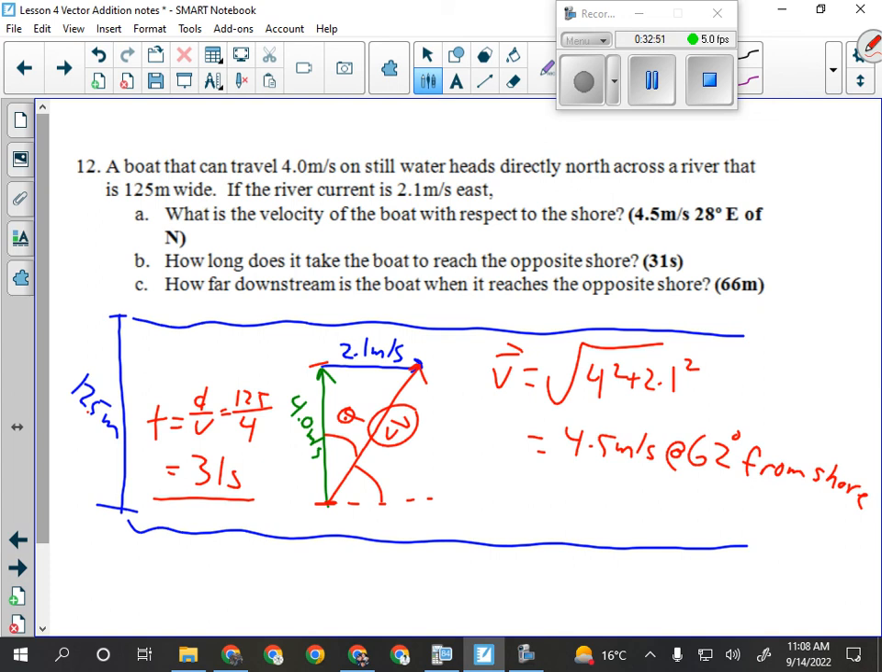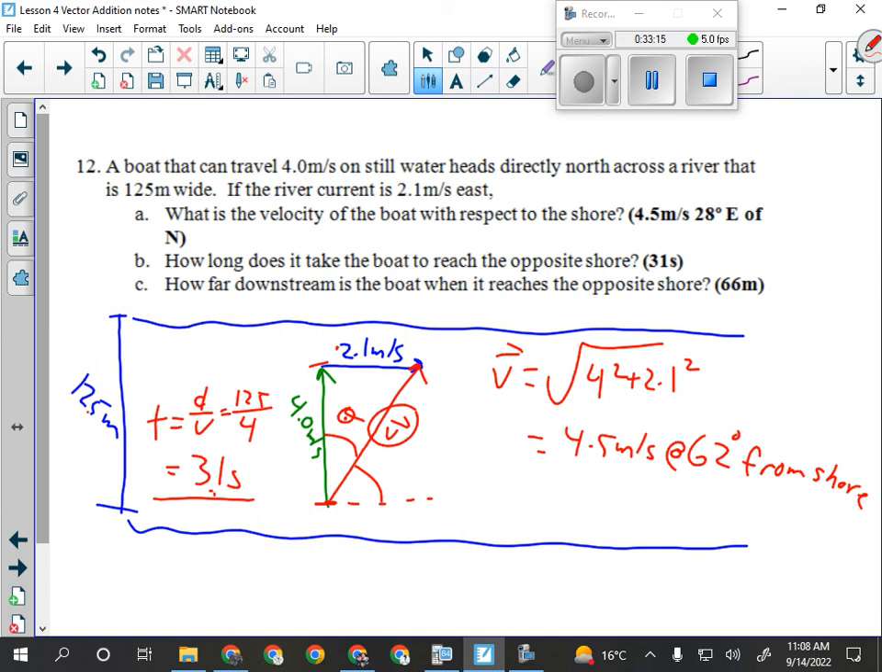Yes, this is what it would look like from a drone, but what is actually happening is I'm going across at 4 and down at 2.1 the whole time. And that's why we can use this 31 seconds with this. Because once I get across, all three things happen. All three things are done. They only happen for 31 seconds.